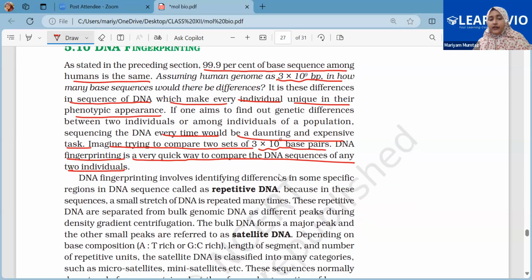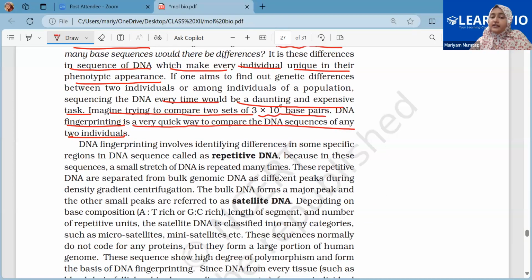Now, DNA fingerprinting involves identifying differences in some specific regions in the DNA sequence that is known as the repetitive DNA. Because in these sequences, a small stretch of DNA is repeated many times. These repetitive DNA are separated from the bulk genomic DNA as different peaks during density gradient centrifugation.